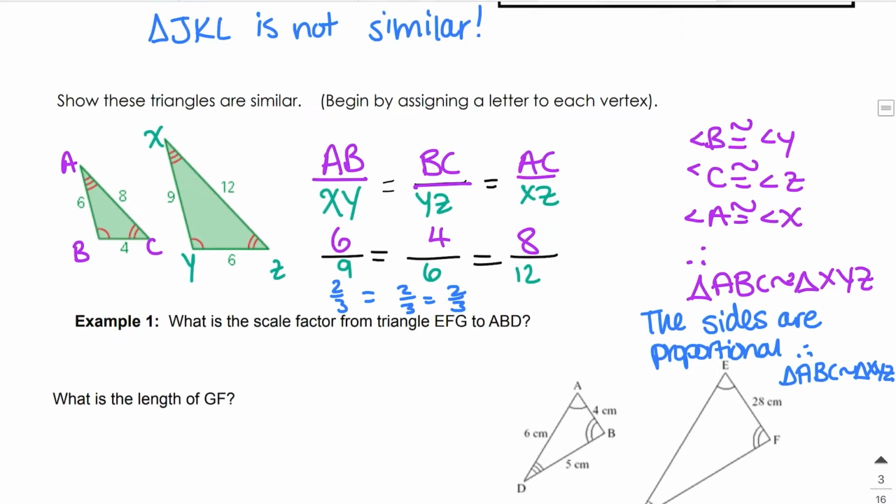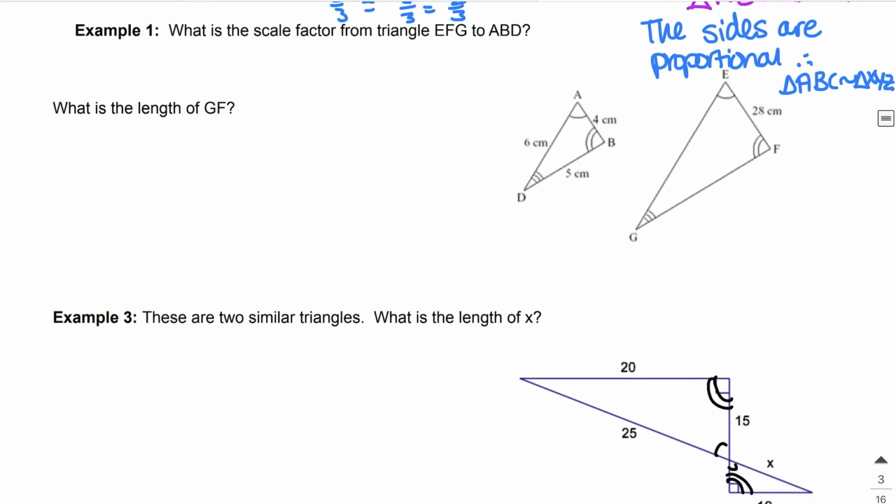Okay. All right, so let's take a look at our next example. What is the scale factor from triangle EFG? So here we can see that the triangles are similar because they have at least 2 congruent angles, and then by default, the third angle will also be congruent.